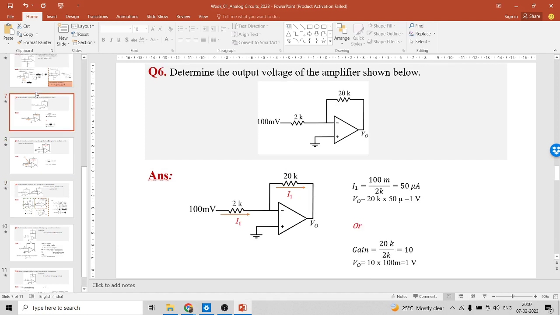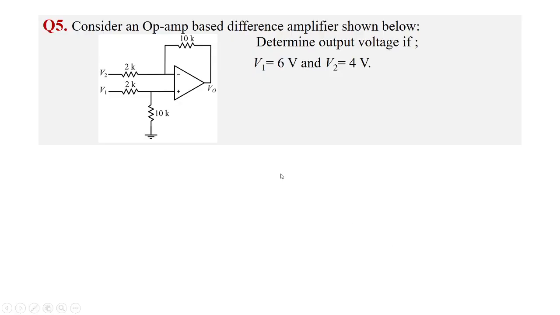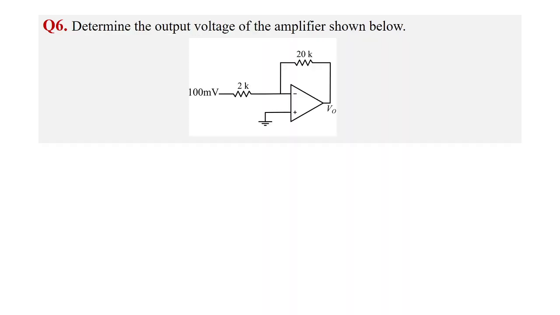Okay, so where was the 6th question? Okay, the 6th question is this one. No, not this one, sorry. This is the 6th question. It's a direct question. The question is to determine the output voltage of the amplifier shown below. So this is an inverting configuration, right? So I have an inverting amplifier given. This is an inverting configuration.